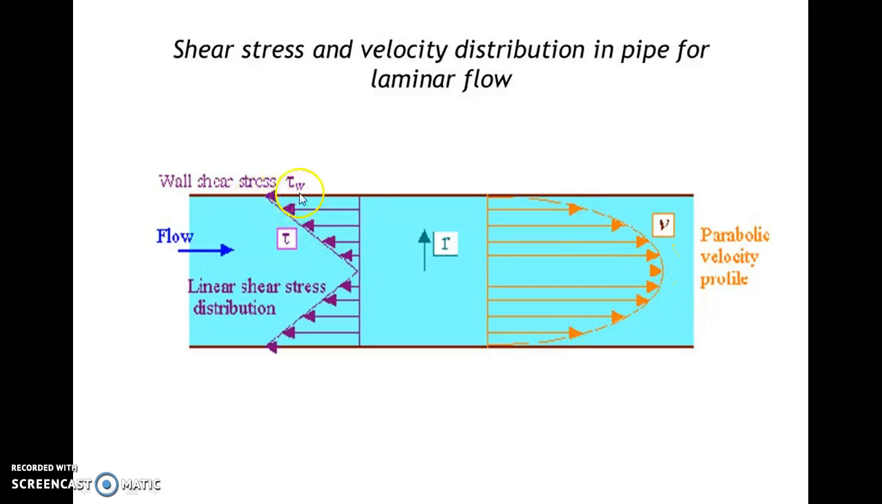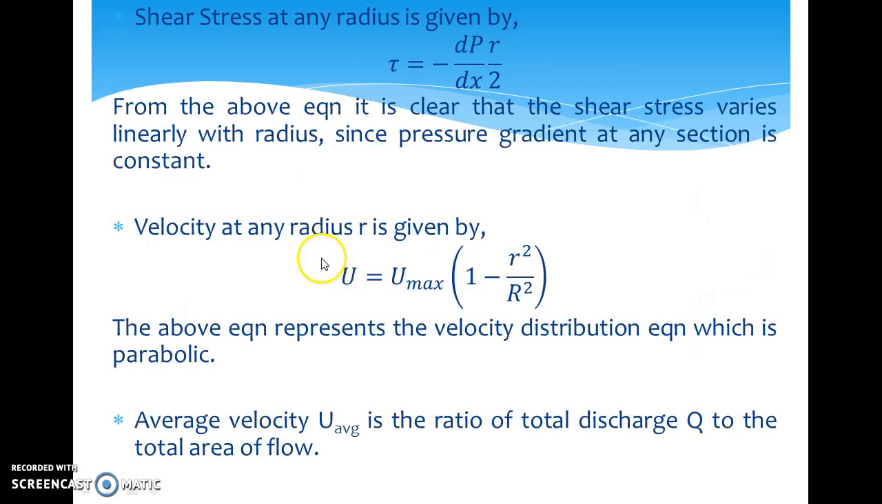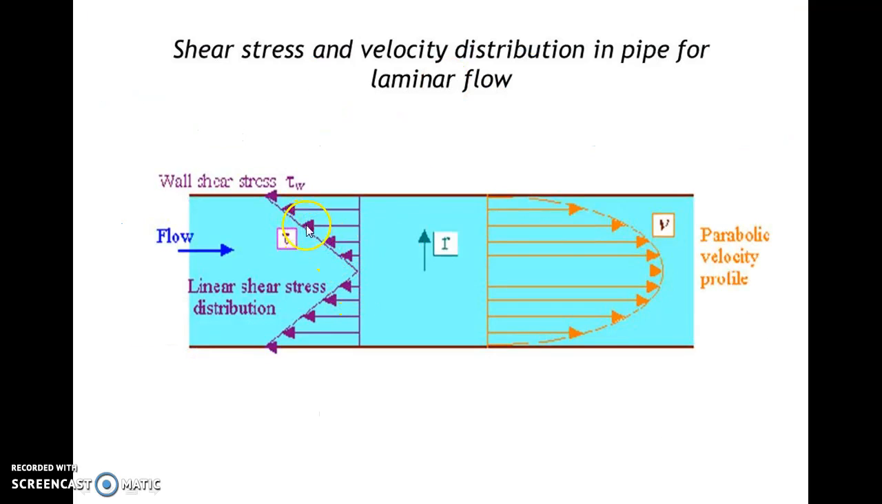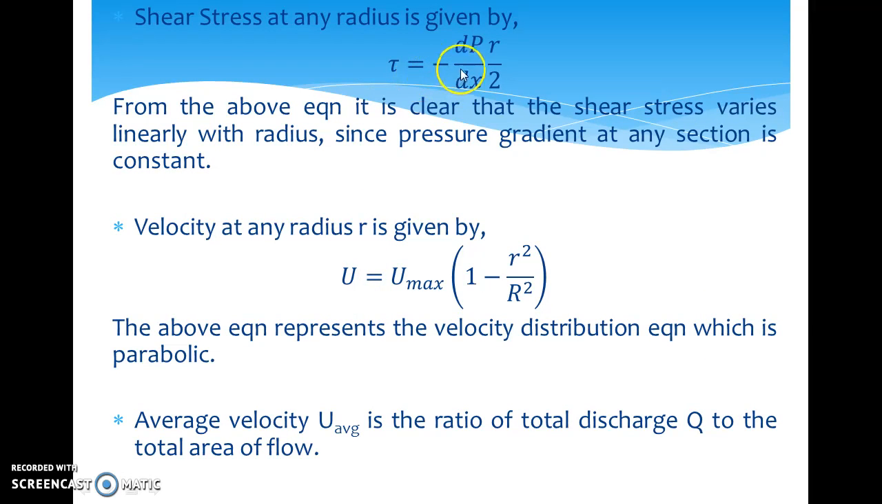And shear stress distribution is linear, we can see here, and maximum shear stress is at the wall due to friction, and shear stress is 0 at the center. We will see the equations. Shear stress at any radius is given by: if we want to calculate the shear stress at any radius, for example here or here, the equation used is tau is equal to minus dp by dx into r by 2.